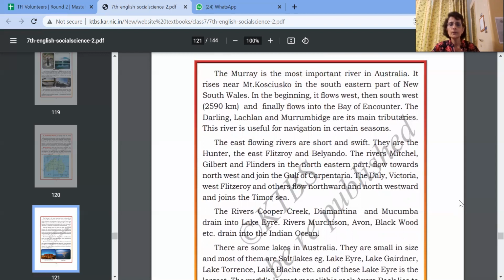So I think if you remember the Murray, that will be the most important paragraph here. Then you should know the names of the east flowing rivers which are the Hunter, the East Fitzroy, and the Belando. Then we have rivers Mitchell, Gilbert, and Flinders in the northeast. Okay, this can be another point which flow towards the northwest and join the Gulf of Carpentaria.